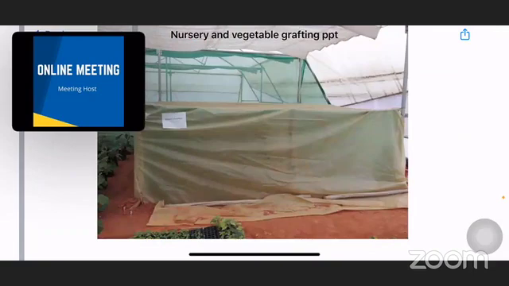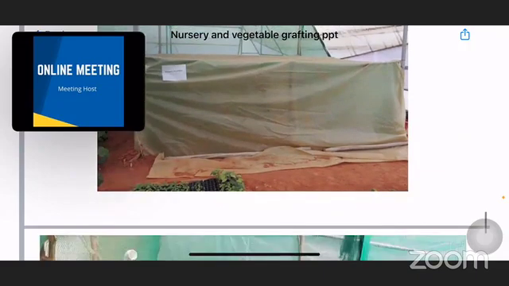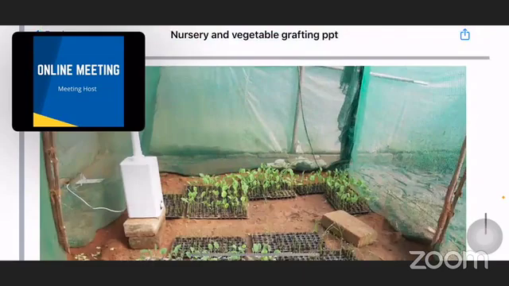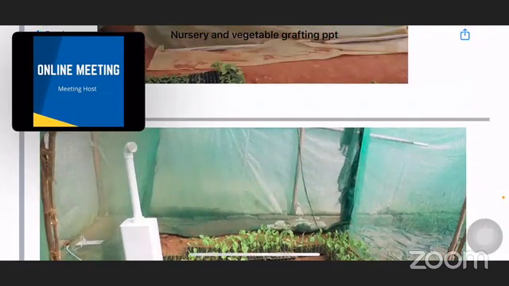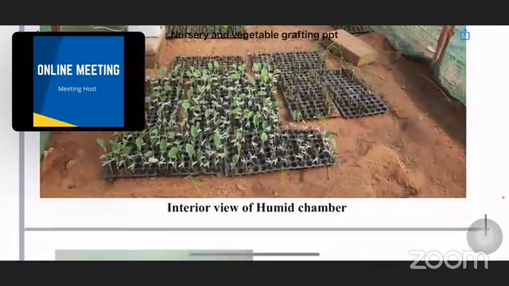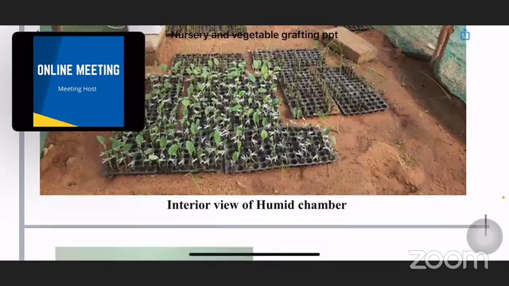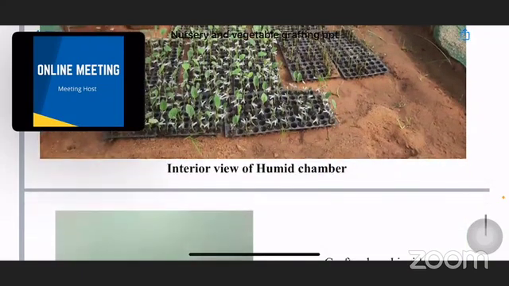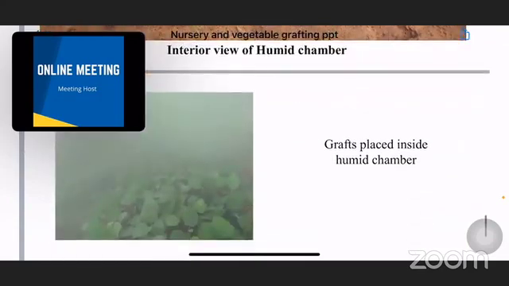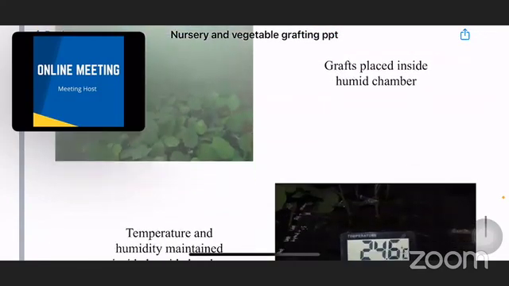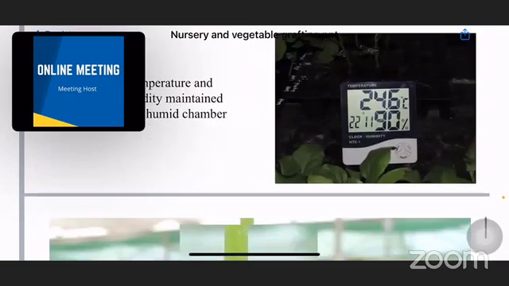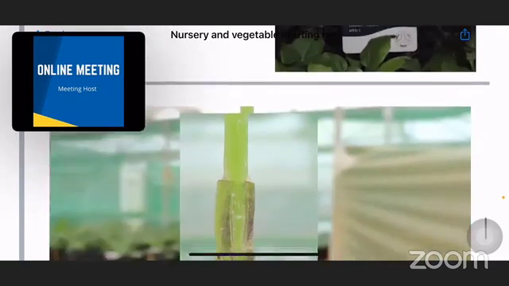So for that purpose, we have to give a congenial condition. That is the humid chamber. This is the inside of the humid chamber. This is the humidifier. This will give humidity of about 90%. This helps the reunion of the scion and the rootstock. See how the humidity is. The temperature maintained in the humid chamber is 24 or 25 degrees Celsius and 90% humidity.